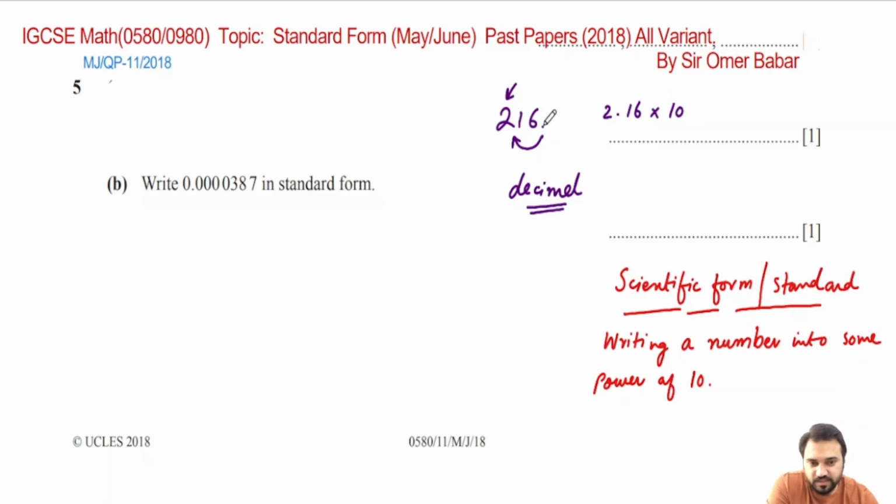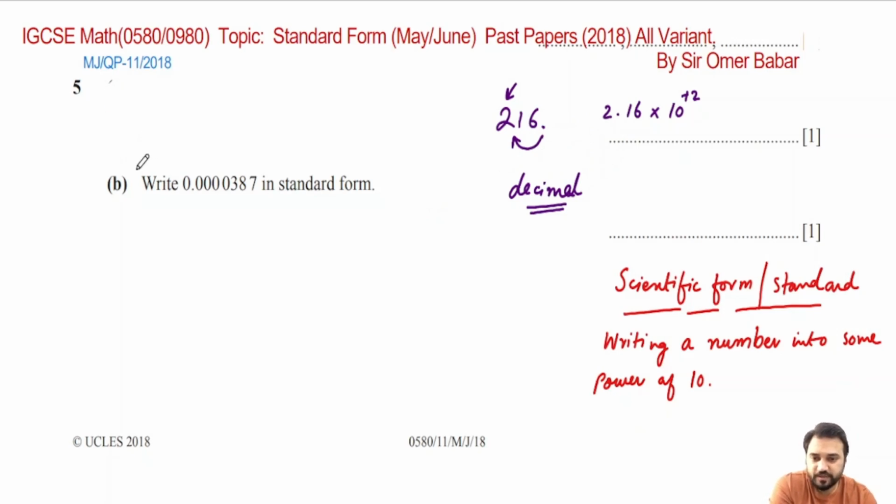If our decimal is on the right side of our main digit, this is our main digit, the first non-zero digit is 2 here, and on the right side of it we have the decimal, then the power of 10 is positive. And how many digits did it cross? 1, 2. So we have to write that number in the power of 10. Okay, so this is the decimal.